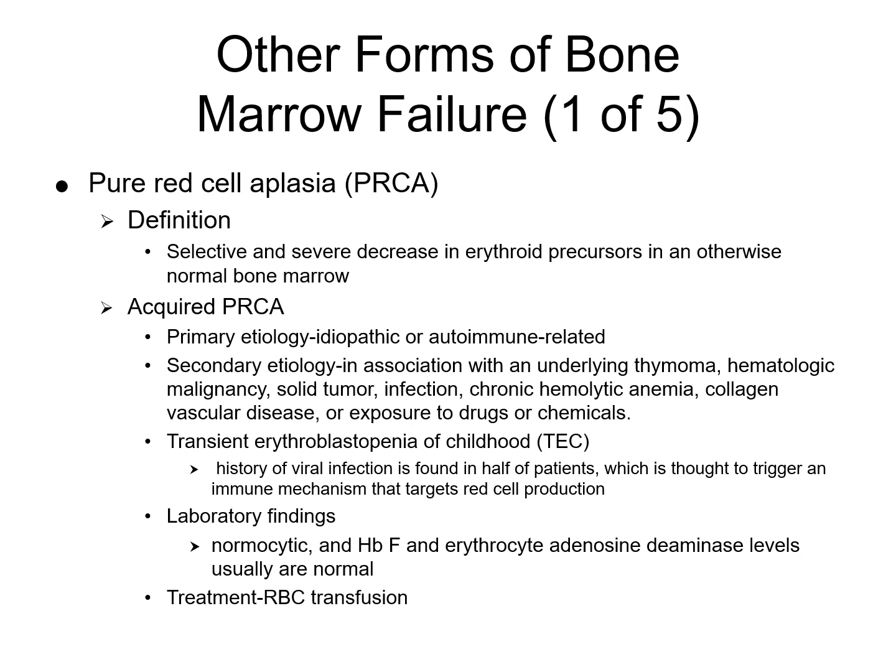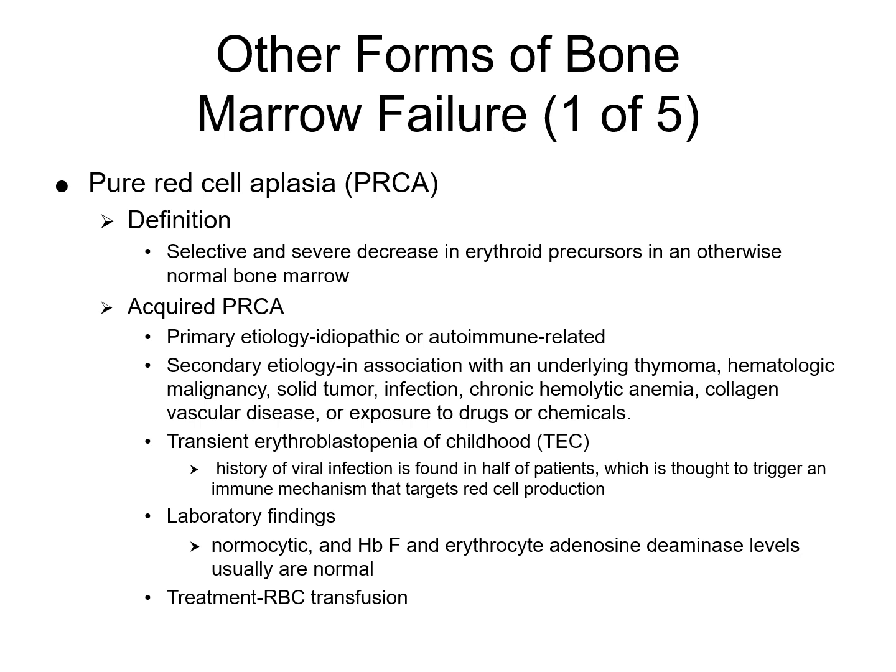In secondary acquired pure red cell aplasia, this occurs in association with other underlying conditions, such as a thymoma, which is the most classically associated neoplasm, hematologic malignancies including chronic lymphocytic leukemia, solid tumors, viral infections, especially parvovirus B19, chronic hemolytic anemias, collagen vascular diseases like systemic lupus, and drugs and chemicals, which could also suppress the erythropoiesis.